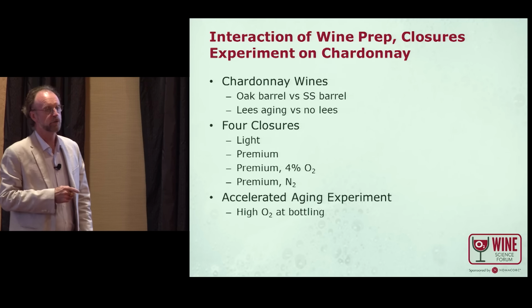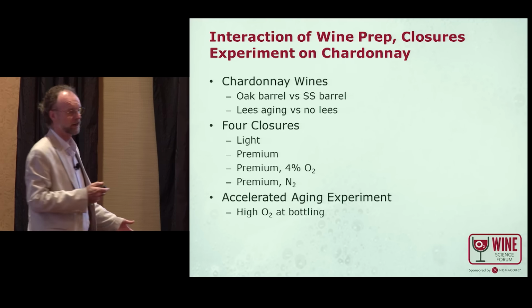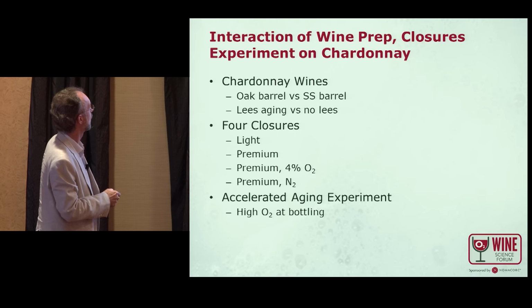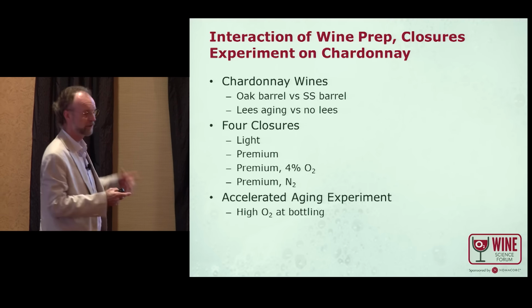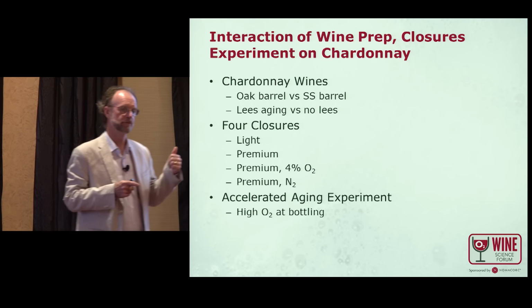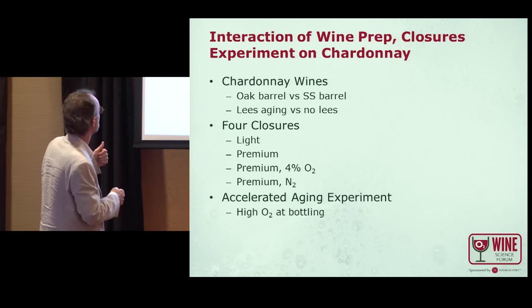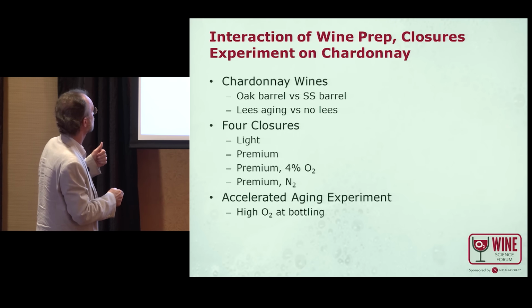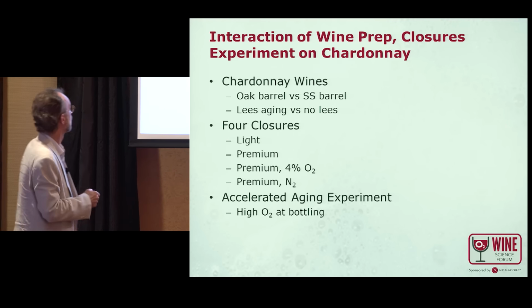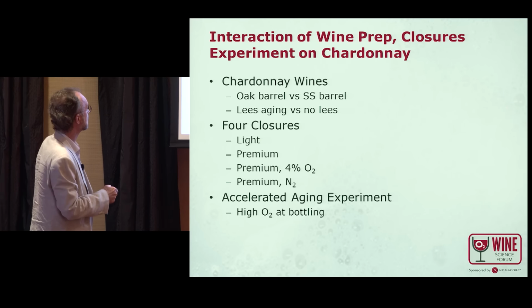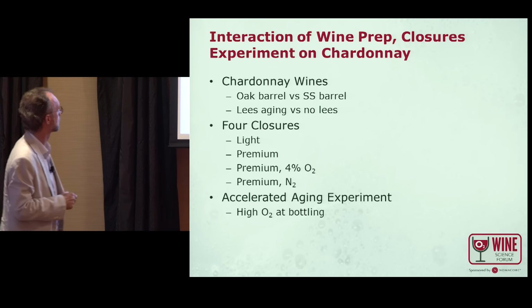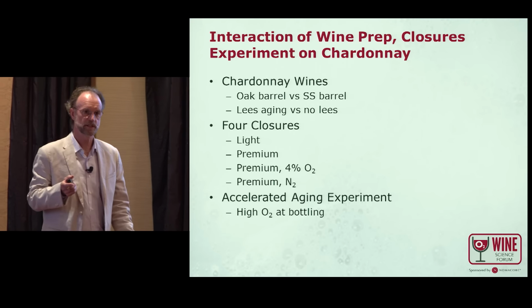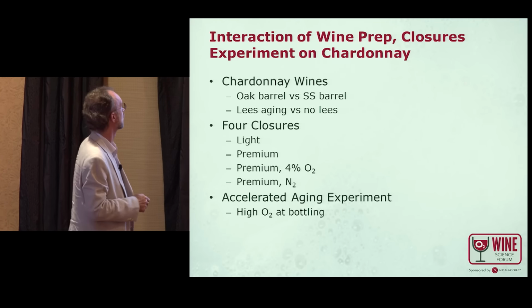So our experiment was to look at a wine and look at different treatments. So we have essentially 4 different wines here. We have wines in an oak barrel versus a stainless steel barrel. And we had a wine with lees and no lees. And then we had 4 closures, okay? So we essentially have 16 different wines.